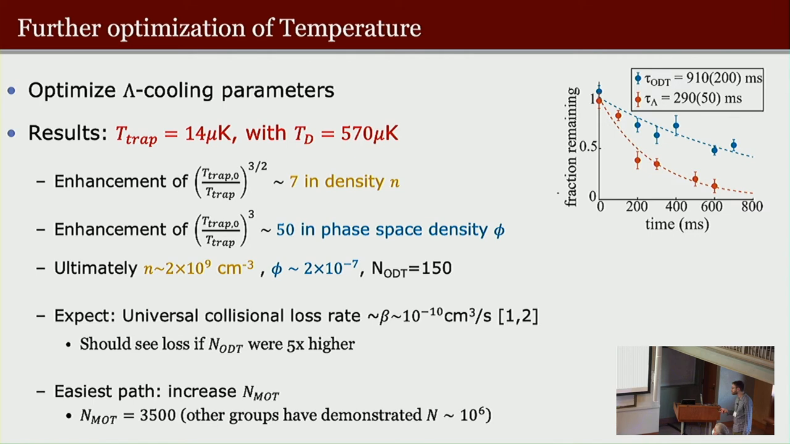So we expect that the universal collisional loss rate is about 10^-10 cubic centimeters per second. So if our optical dipole trap had about 5 times more molecules, or if our lifetime were 5 times greater, we should start to see the effects of these collisional losses. The easiest path to do that, I figured, was just to increase the number of molecules in our magneto-optical trap, as we start with a pretty paltry amount compared to some other groups. So we figured there's some gains to be had there.